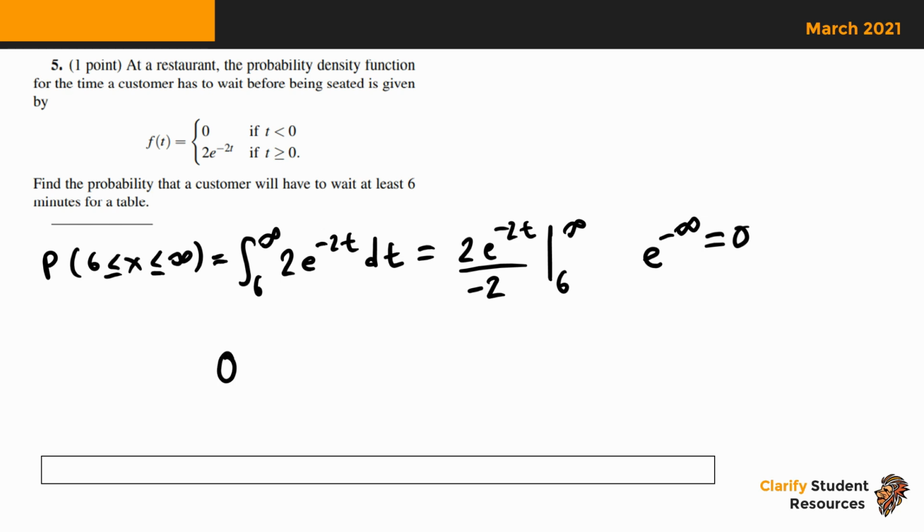And then we're basically just going to be left with minus minus, so minus 2 over minus 2, e to the negative 2 times 6. So that's going to become 12. So basically this is just going to become e to the negative 12. Pretty simple one.